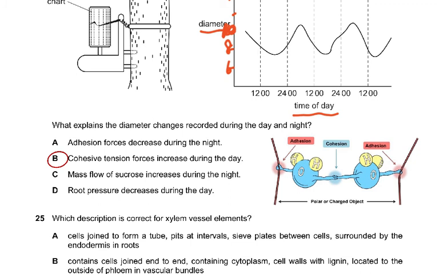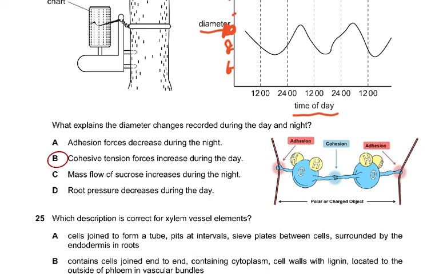Now you see adhesion, cohesion, this is a very nice diagram, polar or charged object, and then how it is going to pull. Cohesion is between the molecules and adhesion is with the side of the wall of the vessel. So what explains the diameter changes recorded during the day and night? Adhesion forces decrease during the night. Cohesive tension forces increase during the day. Mass flow of sucrose increases during the night. Root pressure decreases during the day.